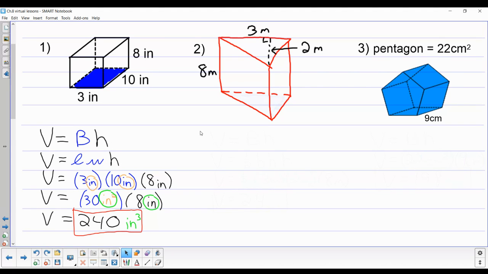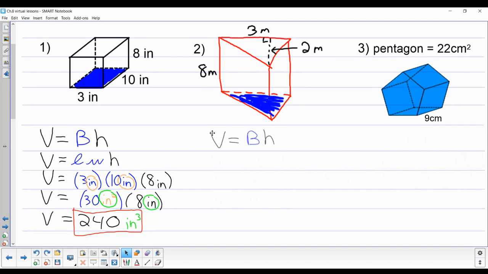Problem number 2 is a new shape for us, which is a triangular prism. I know it's a triangular prism because the sides of a prism are always rectangles. Number 1, they were all rectangles. It's a rectangular prism. For number 2, the sides that are not rectangles, the bases, the top and bottom, are triangles. So it is a triangular prism.